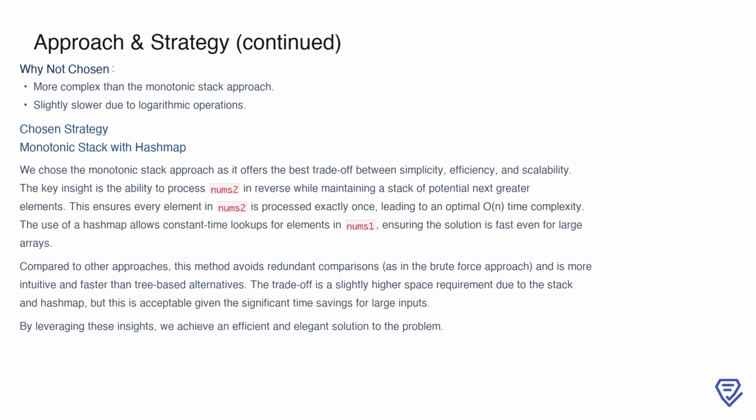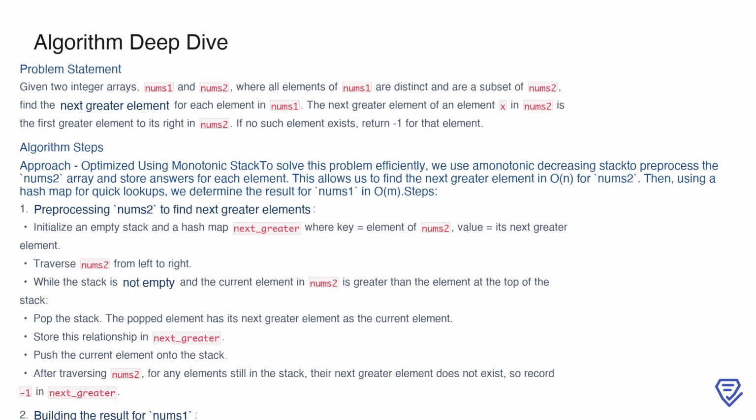To solve the problem of finding the next greater element, we are given two arrays, nums1 and nums2. Every element in nums1 is distinct and is guaranteed to exist in nums2. Our goal is to identify, for each element in nums1, the first greater element that appears to its right in nums2. If no such element is found, we return -1. To approach this efficiently, we use a monotonic decreasing stack. The idea is to pre-process nums2, storing the next greater element for each of its elements in a hash map. This pre-processing step will allow us to quickly determine the result for nums1 without repeatedly traversing nums2.